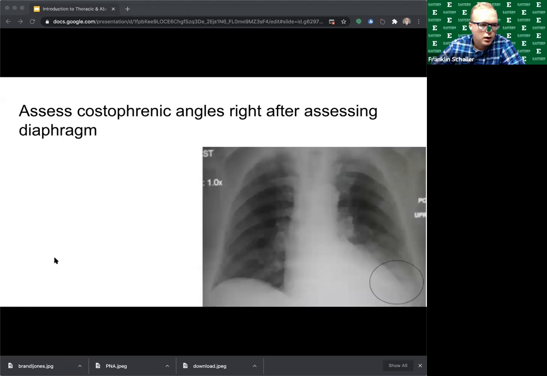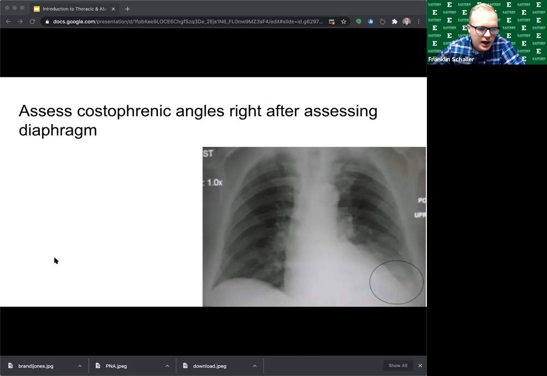All right, assessing the costophrenic angles right after assessing that diaphragm. So again, the costophrenic angles, they should be pretty clear, pretty discreet. And the right lung on this image, I can see the costophrenic angle. It's very clear. It's very discreet. It's easy to see. And we'll notice these healthy costophrenic angles bilaterally on a normal chest x-ray on a normal healthy adult patient. So any loss of this acute angle is referred to as costophrenic blunting, and this can suggest the presence of fluid or consolidation, maybe a pneumonia in the area.